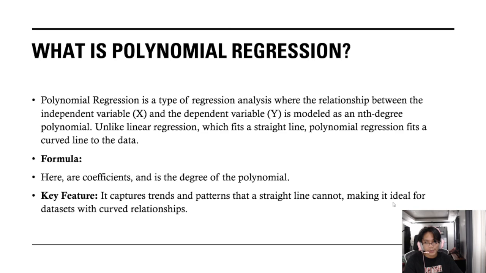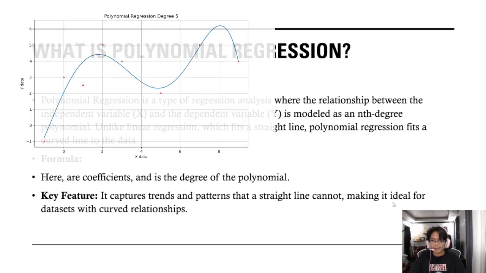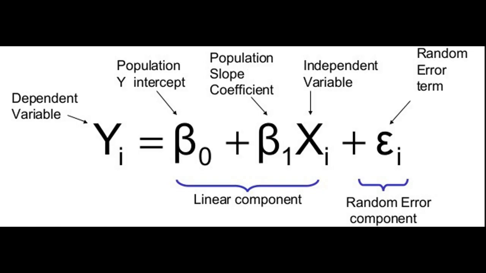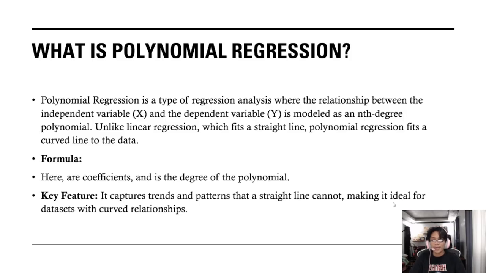What is polynomial regression? Polynomial regression is a type of regression where the relationship between the independent variable, which is x, and dependent variable y is modeled as an nth-degree polynomial. Unlike linear regression, which fits a straight line, polynomial regression fits a curved line to the data. Here is the formula. Key feature: it captures trend patterns that a straight line cannot, making it ideal for datasets with curved relationships.